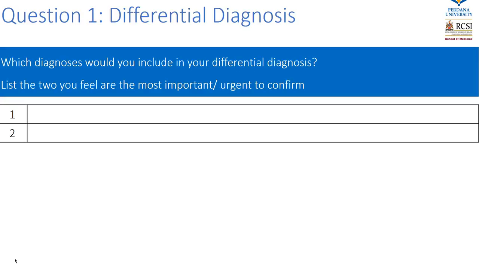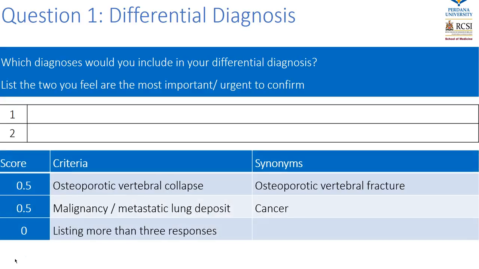First of all, what diagnosis would you now consider in your differential diagnosis? List 2 that you feel are the most important or urgent to confirm. Again, as in previous questions, more than 2 diagnoses, or diagnoses considered inappropriate, will receive 0 marks. Okay, these are the diagnoses considered the most urgent and appropriate: osteoporotic vertebral collapse, or malignancy with a metastatic lung deposit also leading to vertebral collapse.